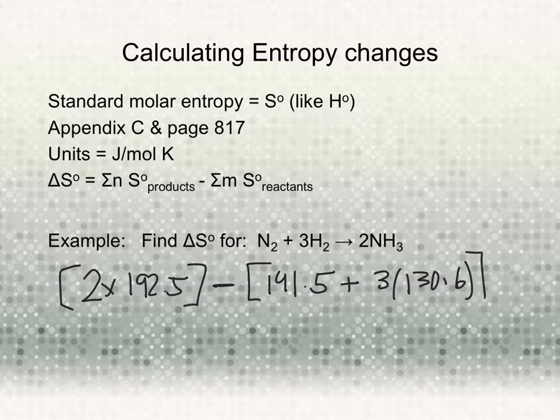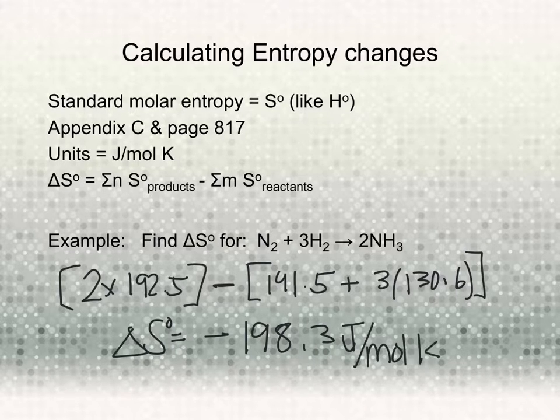And then 3 times our H2 value, which is 130.6. So when you do that math, you multiply and you add and subtract, you're going to get a delta S0 value of negative 198.3 joules per mole Kelvin. Now, you will find you remember this process, so this is not a challenging topic in order to solve.